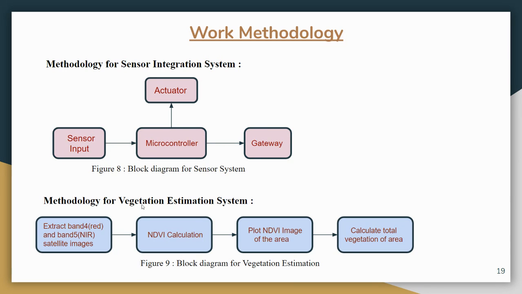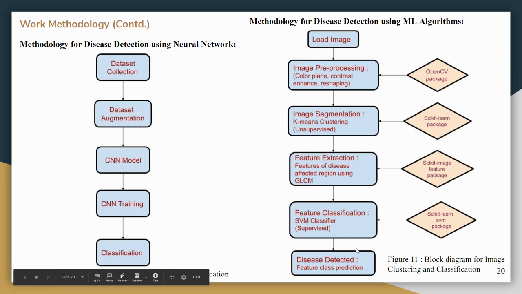Second is the methodology for vegetation estimation. For vegetation estimation, we first extract the red band as well as the near infrared band from the satellite images, and then we calculate the NDVI using the NDVI formula. After that, we plot the NDVI image of that area, and then finally we calculate the total vegetation based upon that image.